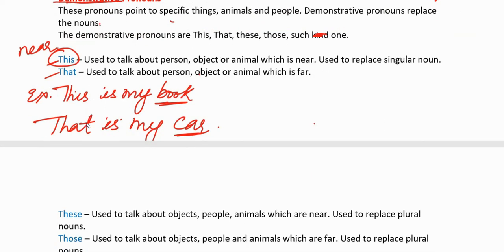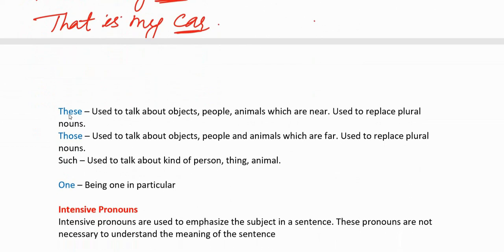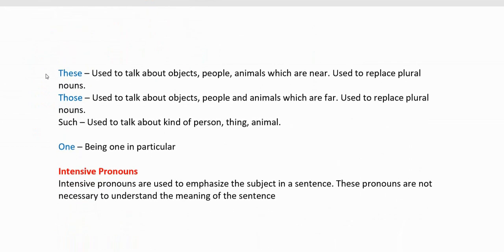Let us look at the other demonstrative pronouns. These. Now, these is used to talk about objects, people, animals which are near. Now, these is used for plural. When there is more than one person, animal or object, you use these. And they have to be closer or near to you.